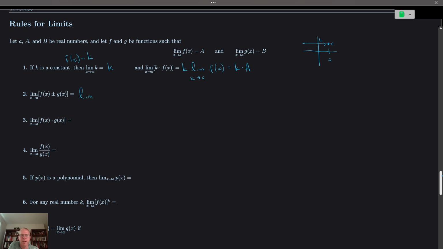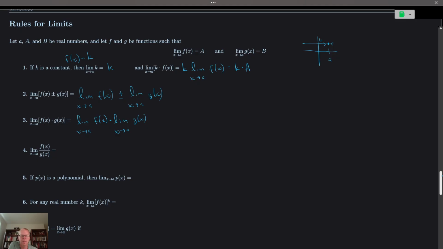So here we have f of x plus g of x, or f of x minus g of x, doesn't really matter. What you can do here is split up these limits: the limit as x approaches a of f of x plus or minus the limit as x approaches a of g of x. Same thing with multiplying. We can split the limit up when you're multiplying functions, so times the limit as x approaches a of g of x.